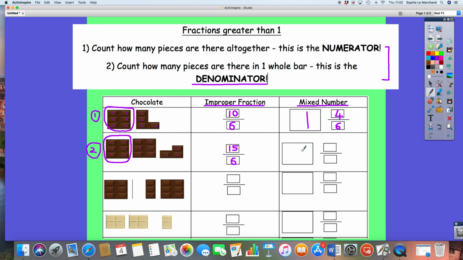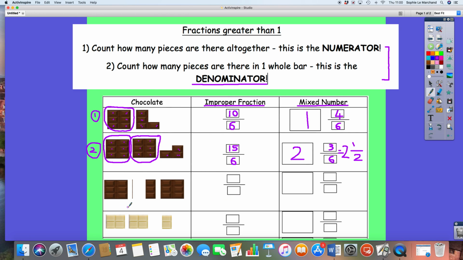Now I need to look at it as a mixed number fraction. So how many full bars of chocolate have I got here? Well, there's one full bar, and there's 2 full bars. So I've got 2 whole bars. And then what have I got left over? 1, 2, 3. 3 pieces out of, if this was a full bar, we know there'd be 6. So as a mixed number fraction, we've got 2 and 3/6. And if you're really clever, you'll know that 3/6 is the same as a half. So you can also say that I've got 2 and a half.